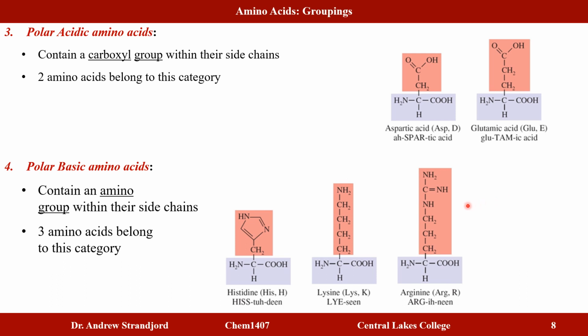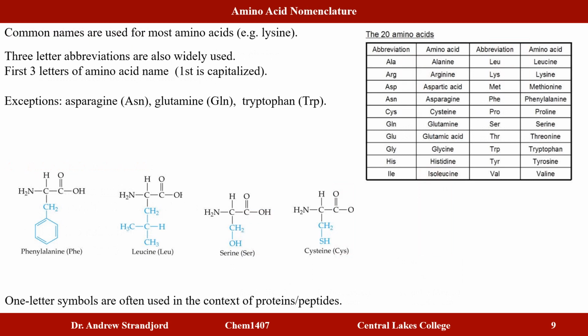If I look out here, I can see that I have several different nitrogens, some of which have lone pairs. For example, this one, and this one. These are all polar basic amino acids. This last one here is arginine. Those are our 20 amino acids that are standard amino acids, meaning they're common in life.